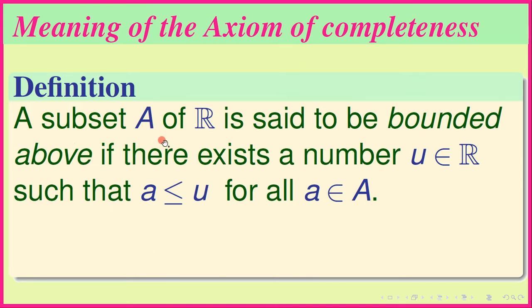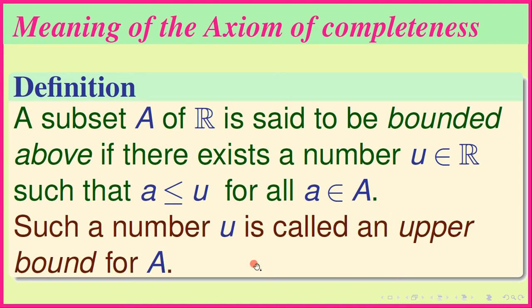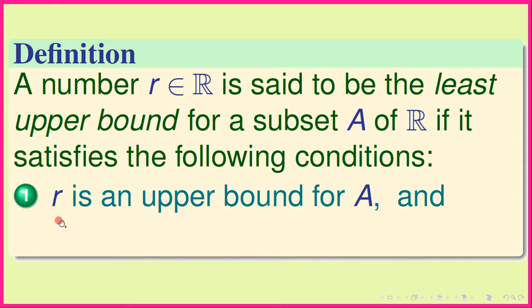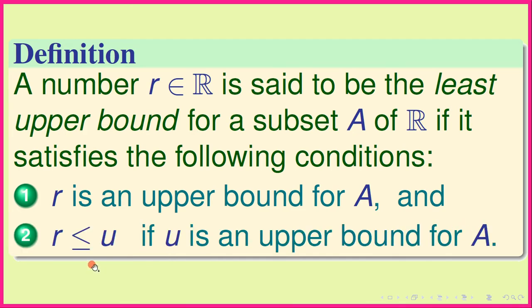A subset A of R is said to be bounded above if there exists a number u in R such that a is less than or equal to u for all a in A. Such a number u is called an upper bound for A. The second definition is: a number r in R is said to be the least upper bound for a subset A of R if it satisfies the following conditions. First, r is an upper bound for A, and r is less than or equal to every upper bound of A. That is, r is less than or equal to u if u is an upper bound for A.